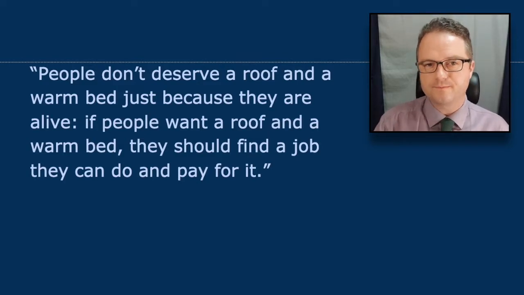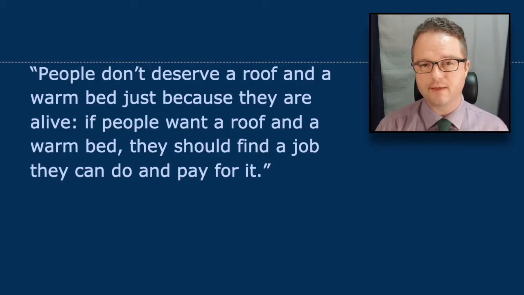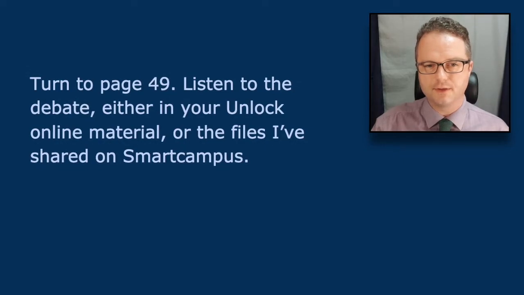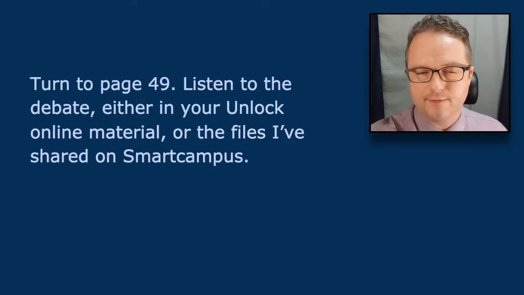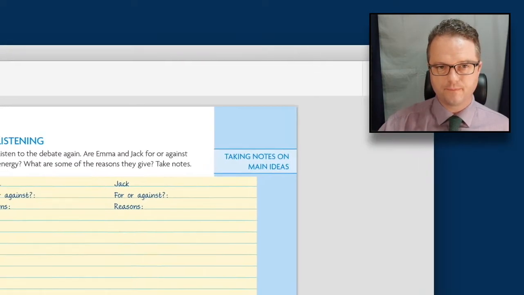Okay, now I'd like you to go to page 49 in your Unlock book, if you have the Unlock book, and look at the Unlock online material. There is a sound file there. Or if you don't have the digital version of the Unlock book, then I'd like you to go to Smart Campus if you're in my class, and look at the video that's in Smart Campus. On page 49, there is a chart with reasons for and against nuclear power. Okay, please do that activity. After you've done it, that's page 49. Here is page 49.